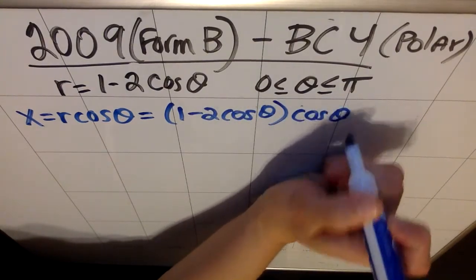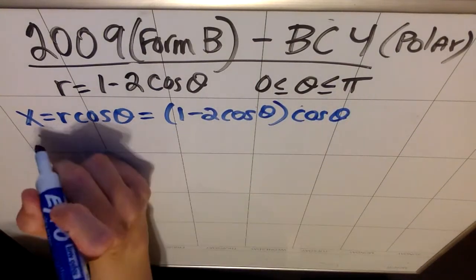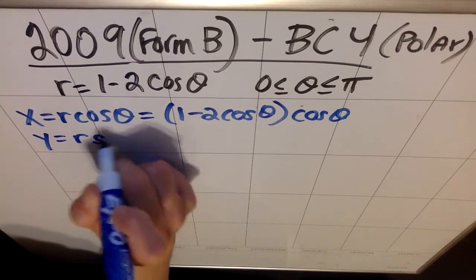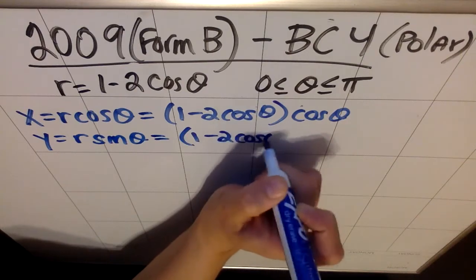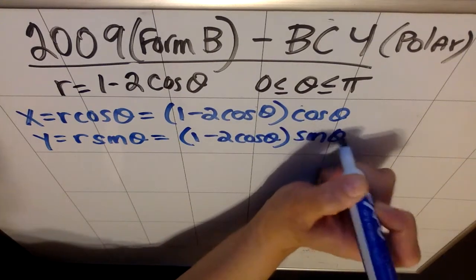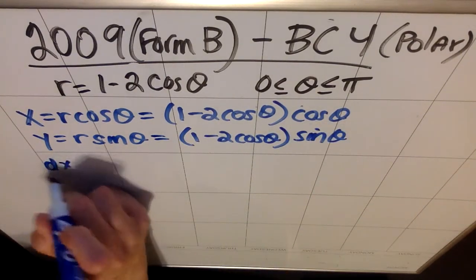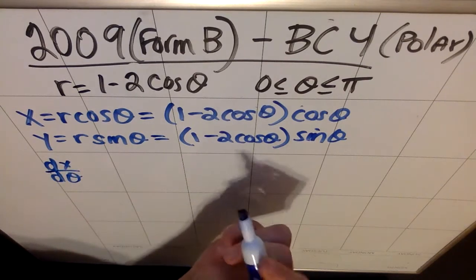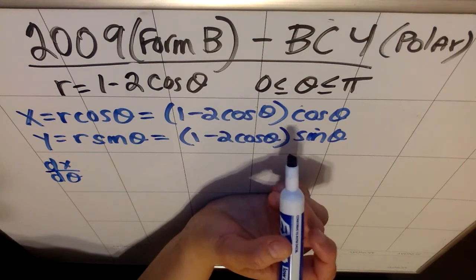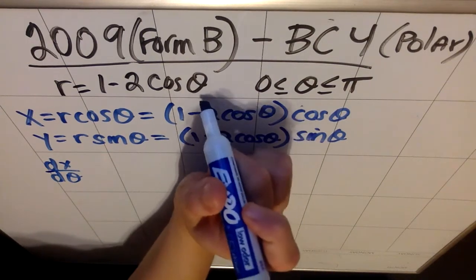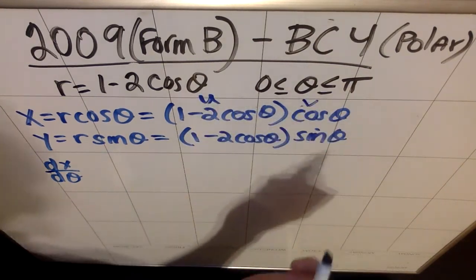meaning that my x is 1 minus 2 cosine theta times a cosine theta, right? Because r cosine theta. And my y is r sine theta, which in this case is that whole 1 minus 2 cosine theta times a sine theta. So if I want dx d theta, I'm going to have to do a product rule. I can either distribute this, which is absolutely fine, or if you don't want to distribute it, you can do it as a product rule right now.